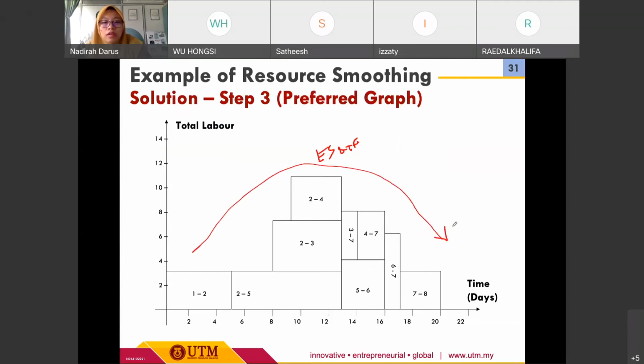The most important thing for resource smoothing is that you need to make sure it is completed within the same duration, which is 20 days. So again, back to the principle that resource smoothing is time driven. We need to make sure that we allocate the resource within this limited period. I think that's all for the example for resource smoothing.